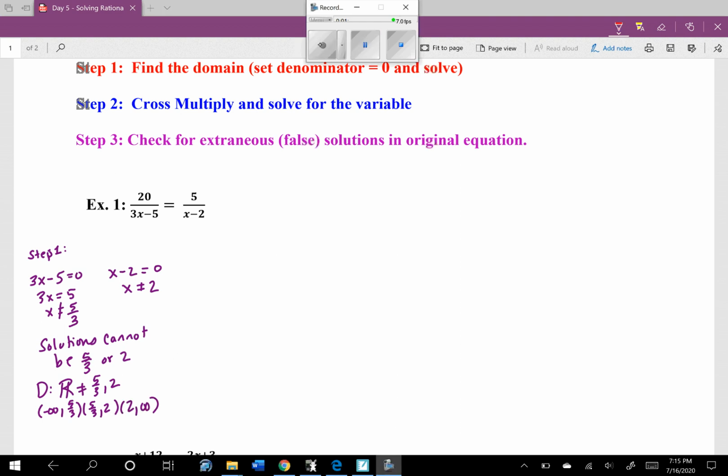So now that we had done step 1, we can go to step 2, cross multiply and solve for the variable. And the reason we can do that is because there's one fraction equals one fraction. So when we cross multiply, I can take the 20 times x minus 2 is equal to 5 times 3x minus 5, and then go ahead and solve. So distribute the 20 here, and distribute the 5, and then go ahead and combine like terms.